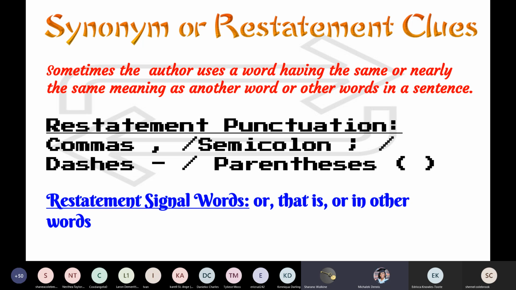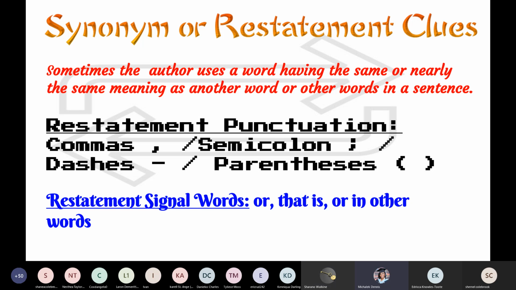Okay, so let's move on. Sometimes the author uses a word having the same or nearly the same meaning as another word or other words in a sentence. Remember we talked about synonyms, right? They have the same or nearly the same meaning as another word. When we talk about restatement punctuation, we have commas, semicolons, dashes, or parentheses.